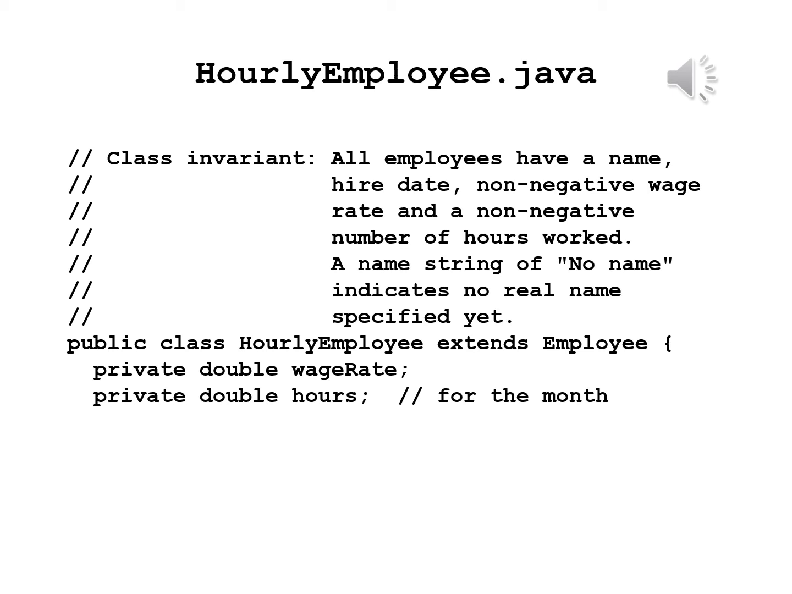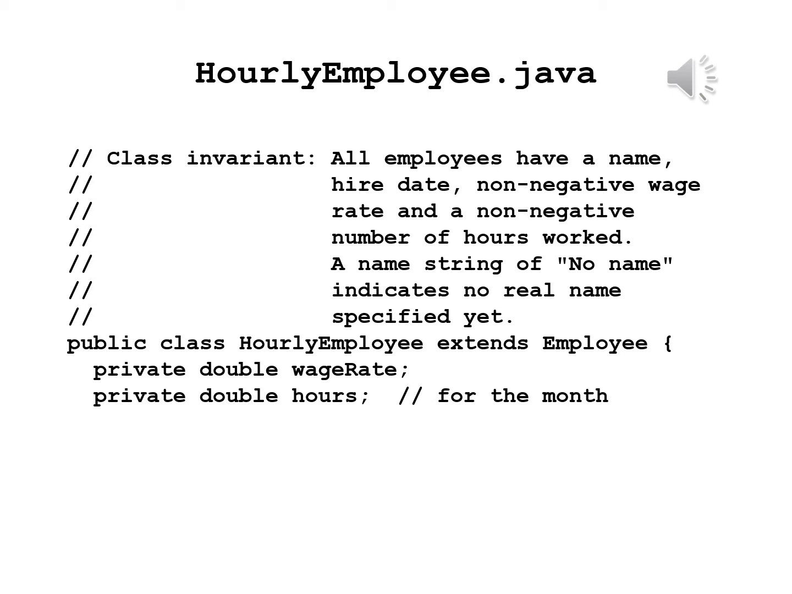Let's write the first derived class, HourlyEmployee. The class invariant, something that must be true throughout it, is that employees have a name, a hire date, a non-negative wage rate, and a non-negative number of hours worked. For the wage rate to be negative would mean that the employee is paying the employer, and that makes no sense. And there is no way that you can work a negative number of hours. The name string of "no name" indicates that no real name has been associated with it yet.